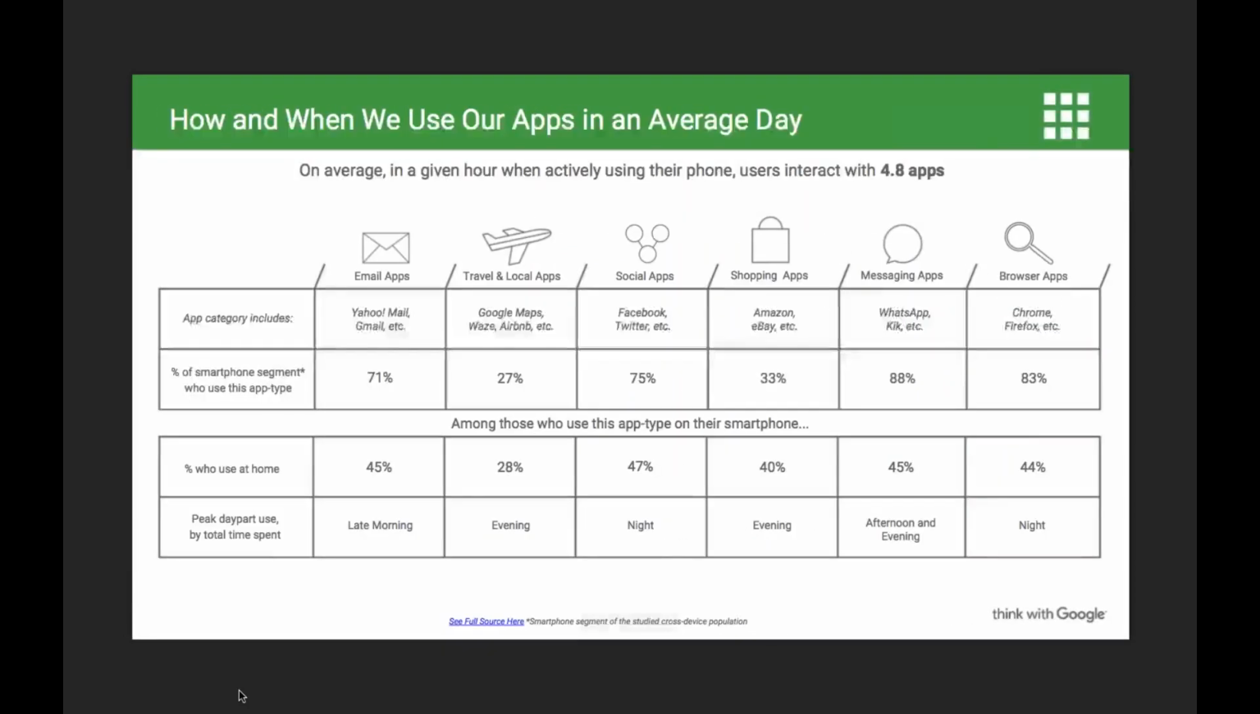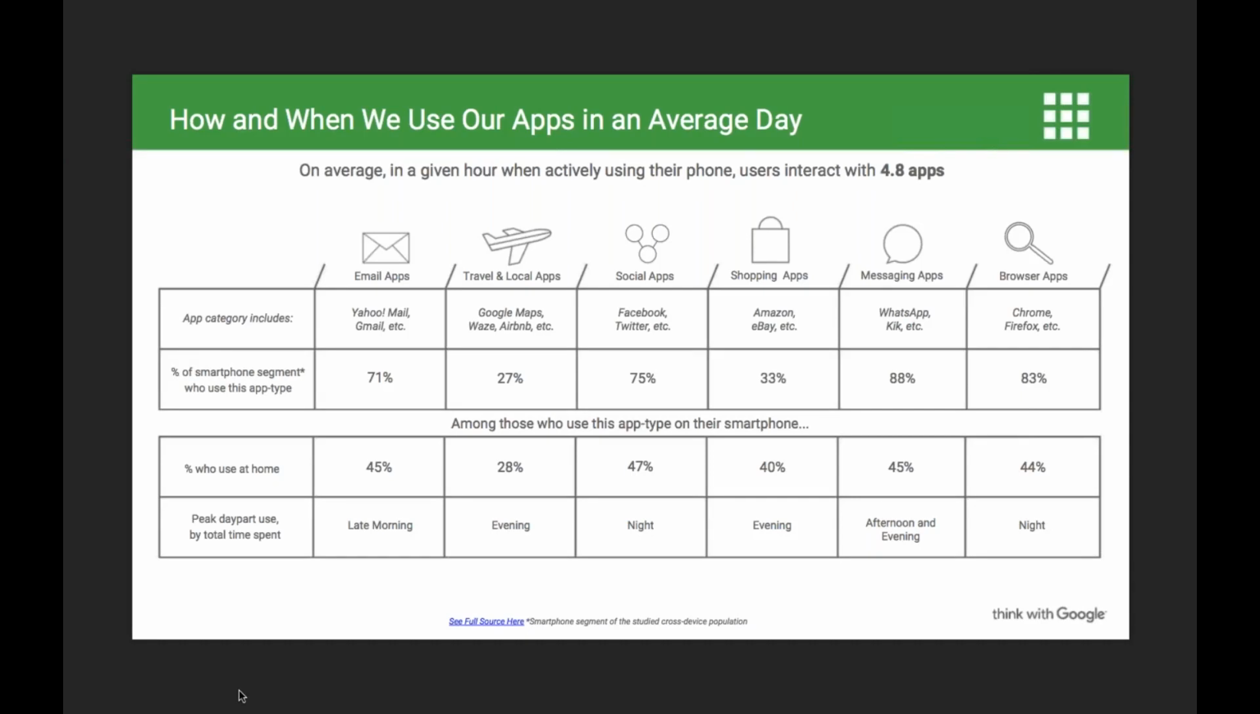Now that was search, how people are searching. They're searching across multiple devices. They are searching across the day. But besides searching for information, we are also using our apps every day. This study shows that in any given hour when we are using our phone, we are interacting with close to 5 apps.